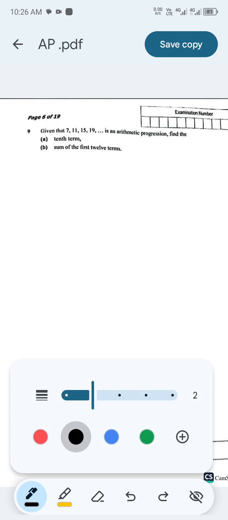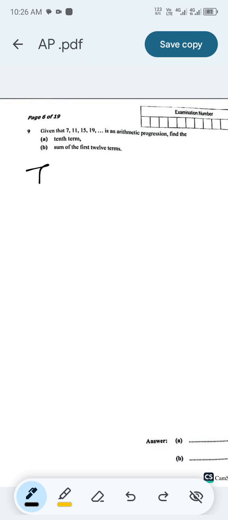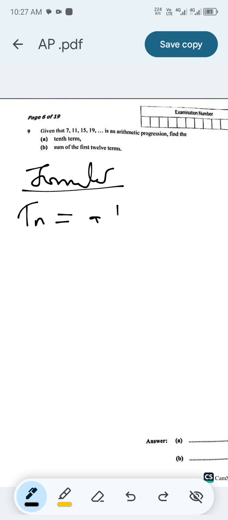So the first thing that you should know first of all is the formula. Okay, for the AP, we have the nth term is equal to first term plus n minus 1 times D, which is the common difference. So this formula that we are given can be used to find different problems. There are some instances where you'll be required to find the first term, which is A. This is the first term.